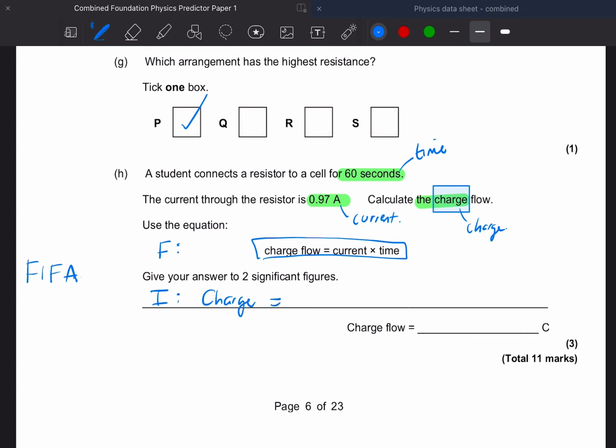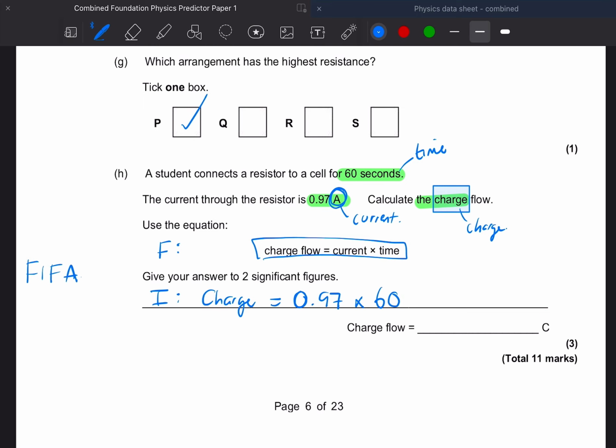So charge is equal to, now instead of current, we're going to add in 0.97. You need to be aware that amps are to do with current, in case you're not told that. And we're going to multiply that by the time, which we're told is 60 seconds. A common thing they could do to make this question harder would be to say 1 minute, and you would have to know that 1 minute is 60 seconds.